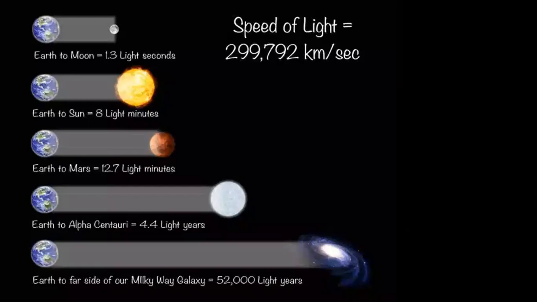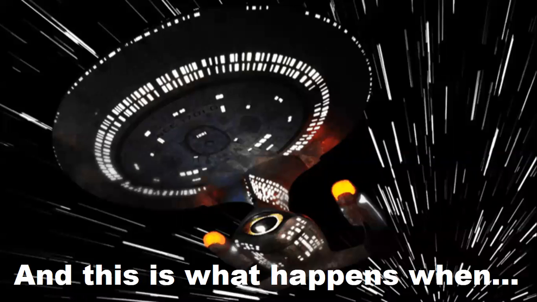Earth to Alpha Centauri, 4.4 light years. That's the closest star outside of our own sun. And Earth to the far side of our Milky Way galaxy, in other words, if we were to cross from where we are on one edge of the galaxy to the other edge of the galaxy, it would take 52,000 light years, or 52,000 years traveling at the speed of light. But we've often thought about traveling at the speed of light, and there are many, many science fiction stories talking about traveling at or beyond the speed of light.